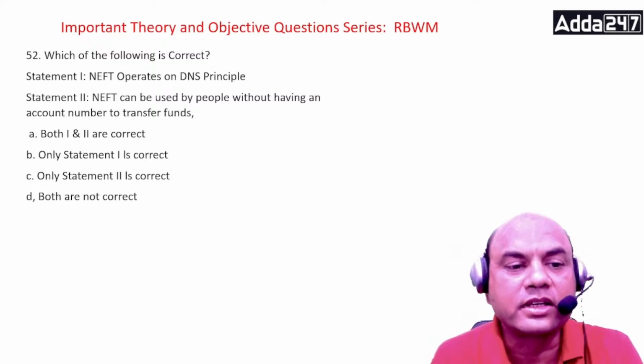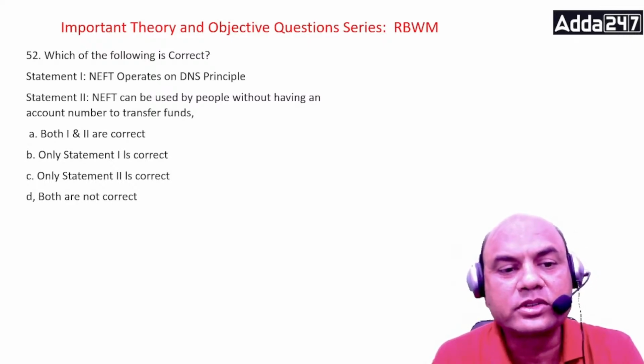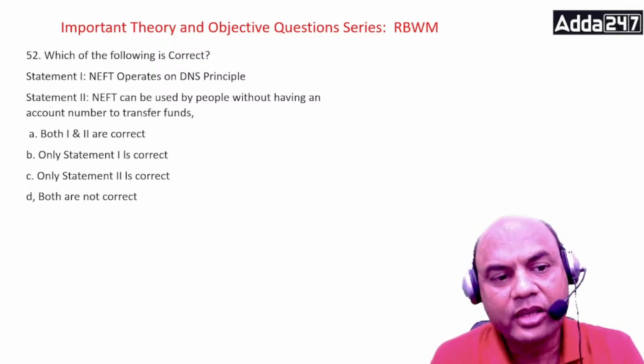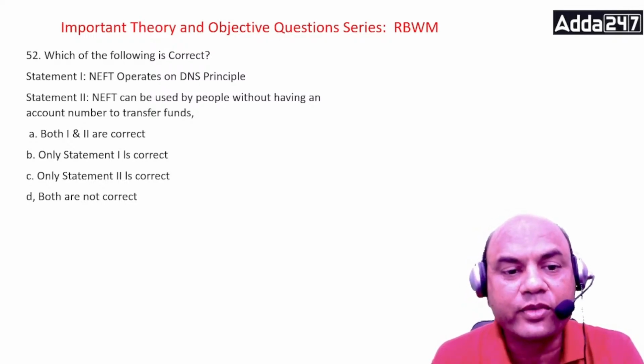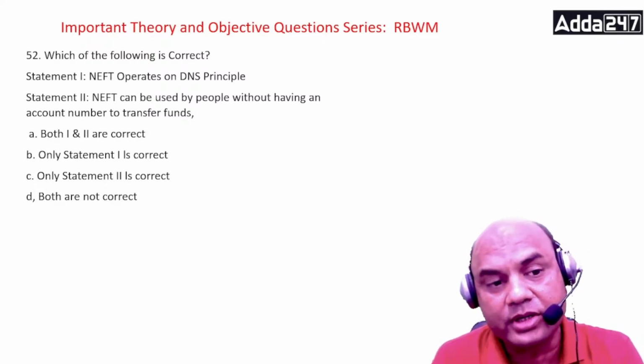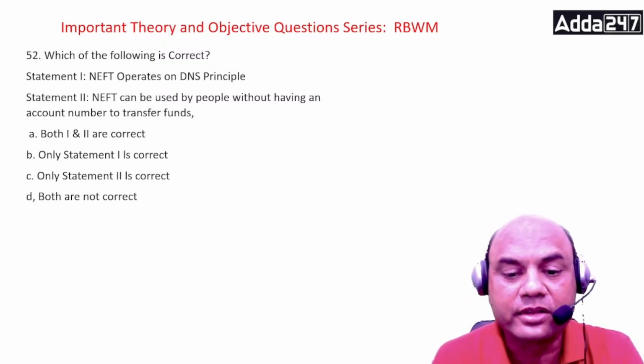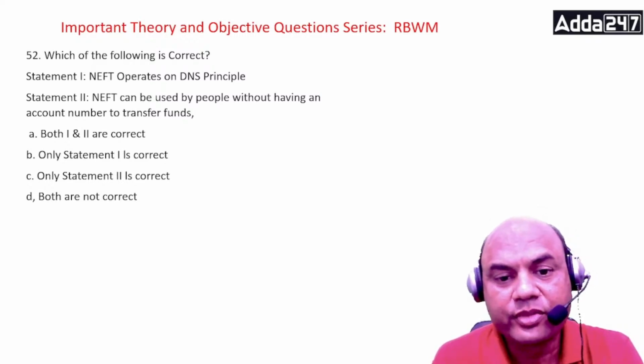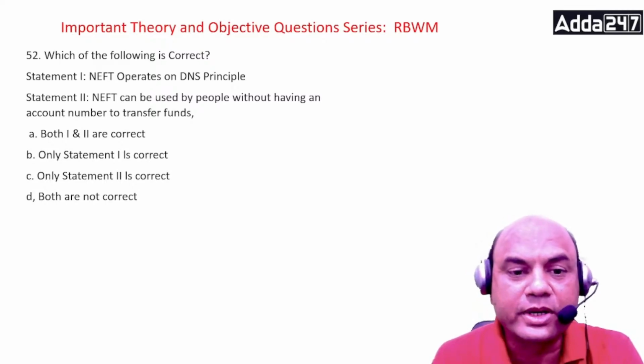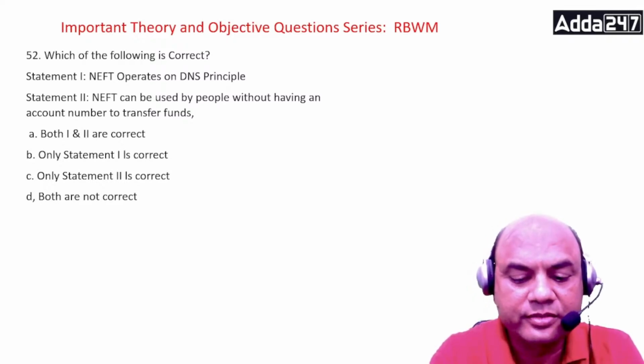Second one. Which of the following is correct? Statement 1: NEFT operates on DNS principle. Statement 2: NEFT can be used by people without having an account number to transfer the funds. So now, which of them is correct? NEFT operates on DNS principle. So is it so? Okay, what is DNS principle? Everyone, who can tell me what DNS principle means?